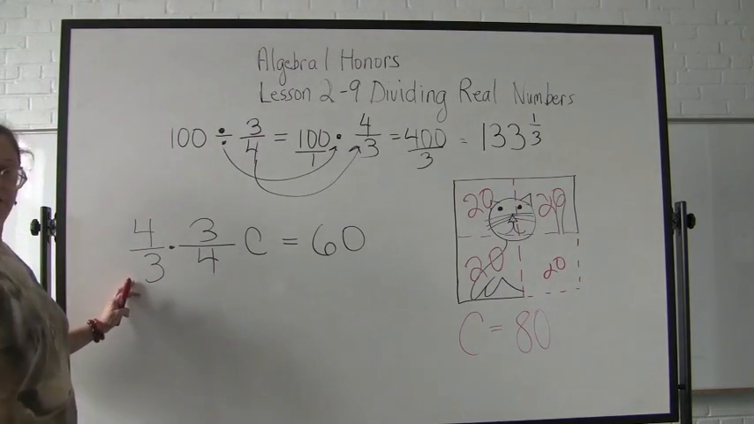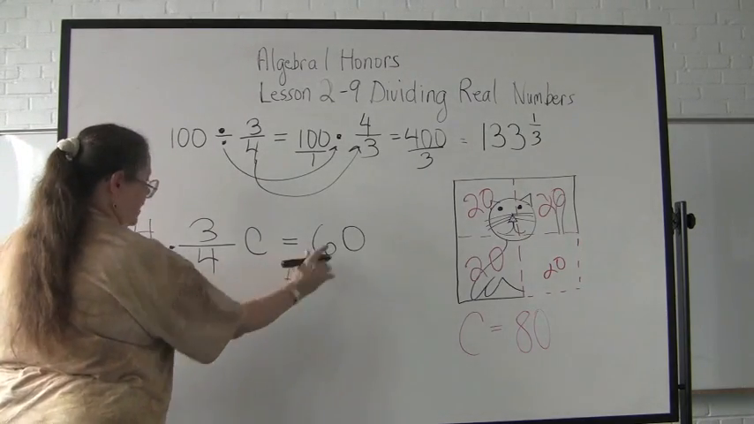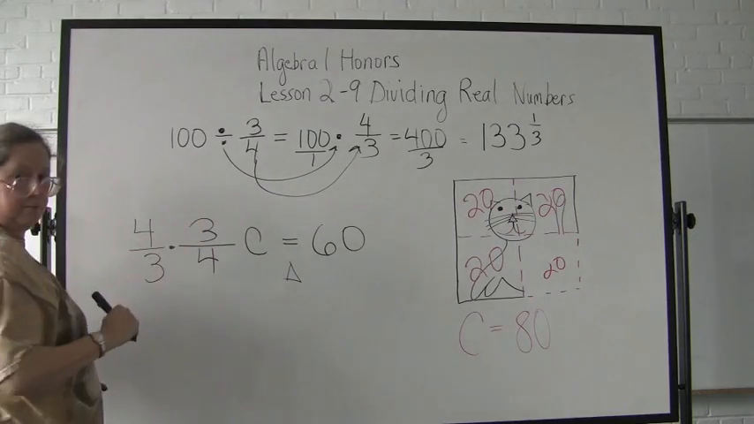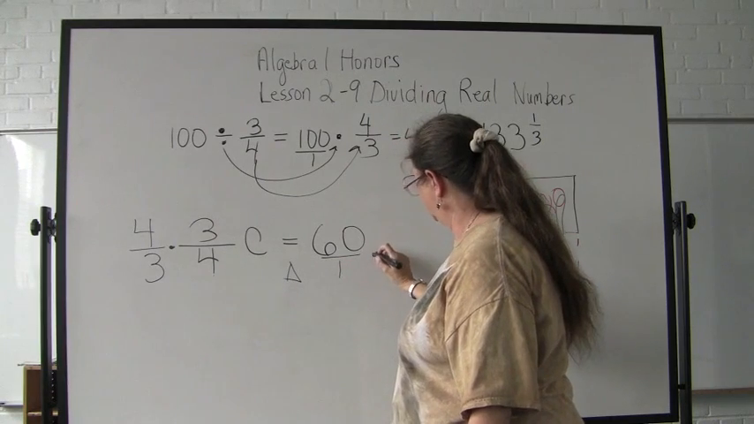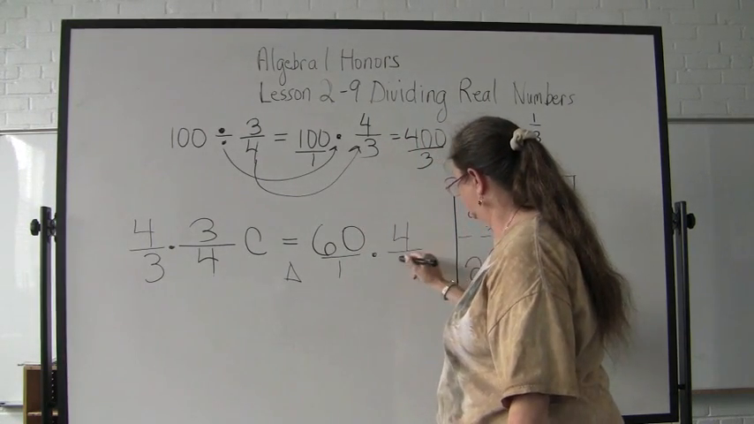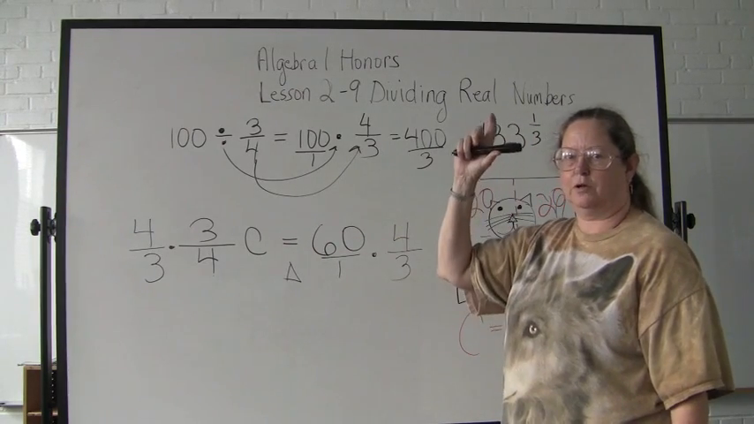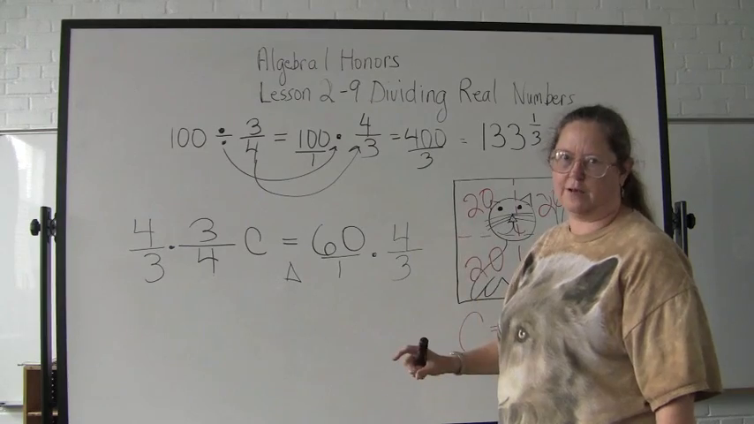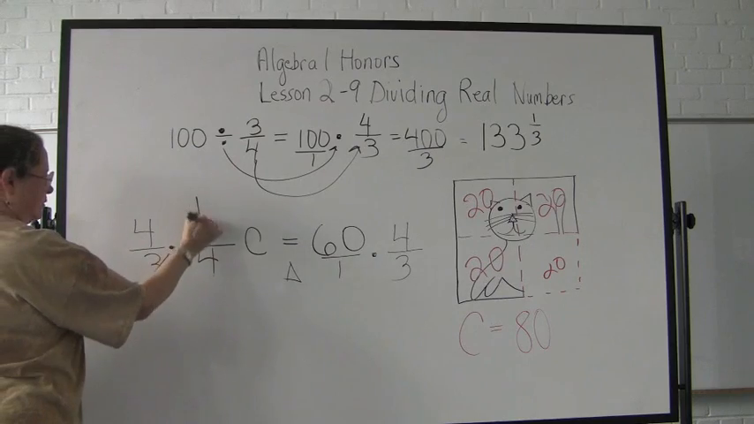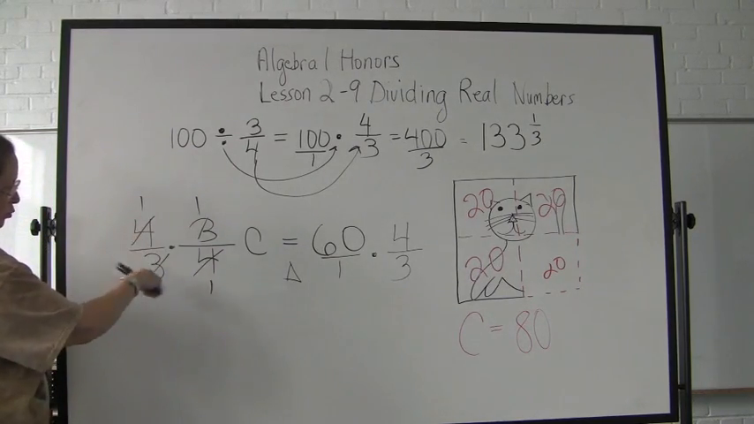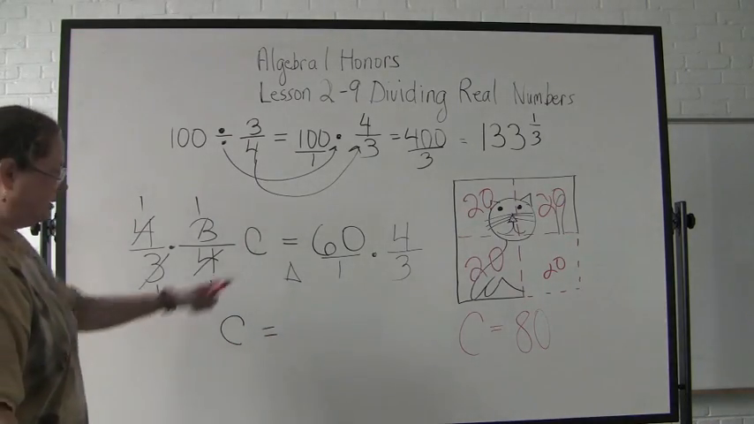Now, if we do that on this side, since this is an equation, it's a teeter-totter and it has to stay balanced, so we have to do the same thing on the other side. So we put our 60 over 1 here and multiply by 4 over 3. This is a lot easier than thinking about a complex fraction, 3/4 divided by 3/4. We multiply here, and this cancels, and we get 1 times C.